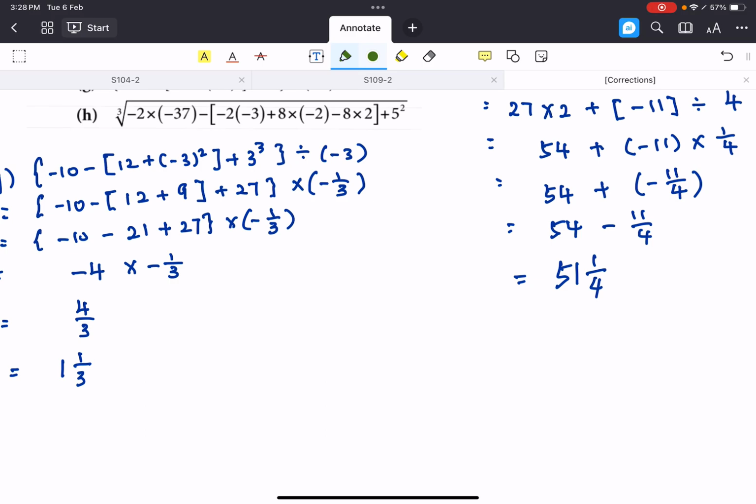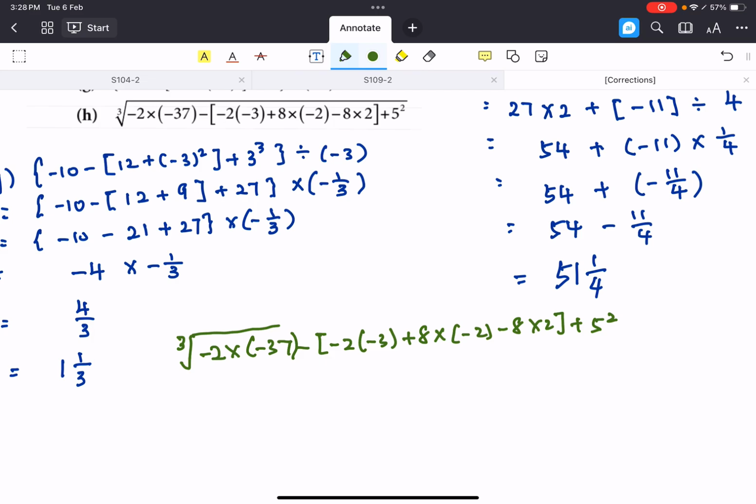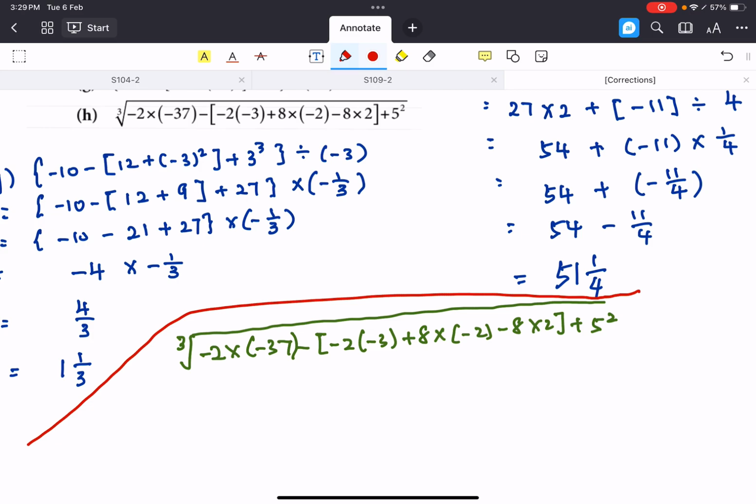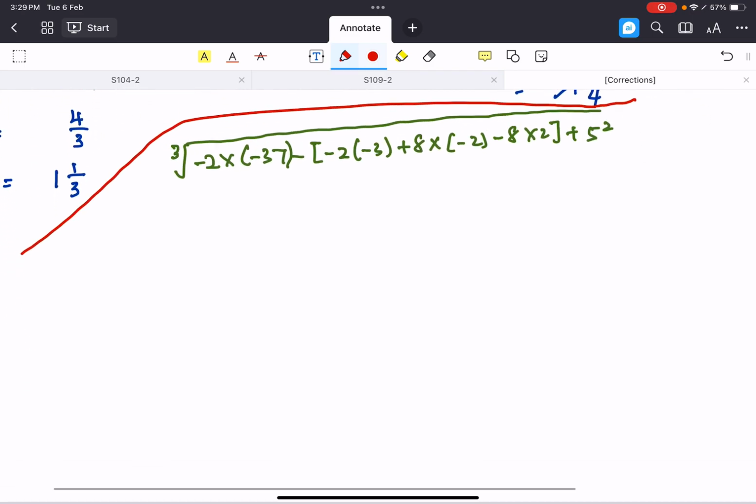We have here cube root negative 2 times negative 37 minus, close the bracket properly, negative 2, negative 3 plus 8 times negative 2 minus 8 times 2 plus 5 squared. There we go. Okay, so I'm going to just use a red pen, so not to cause confusion. Okay, so that's where we'll continue.